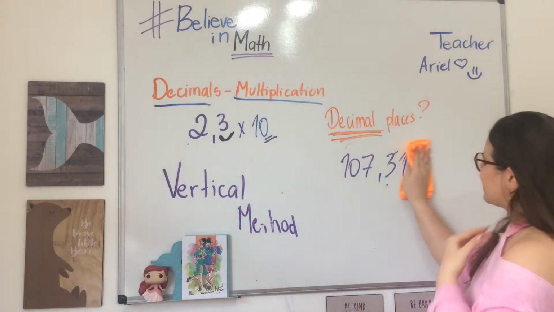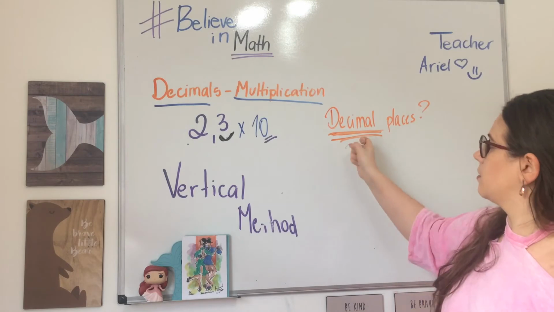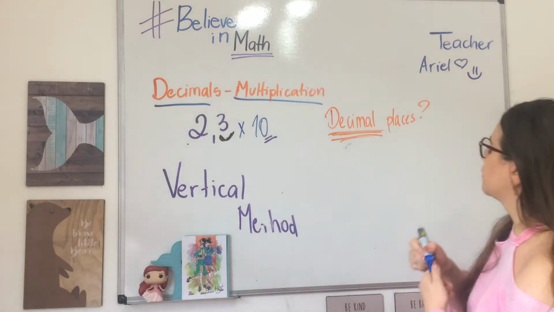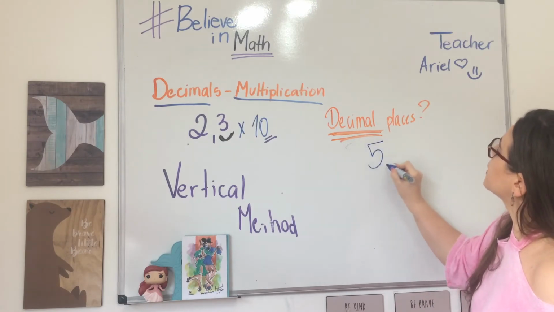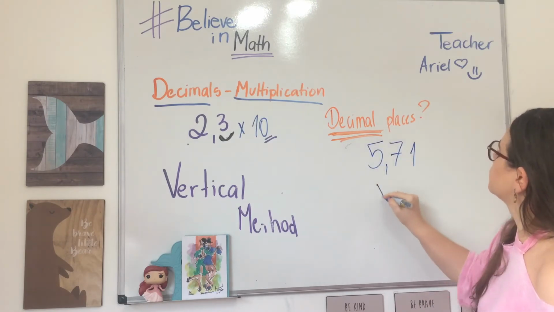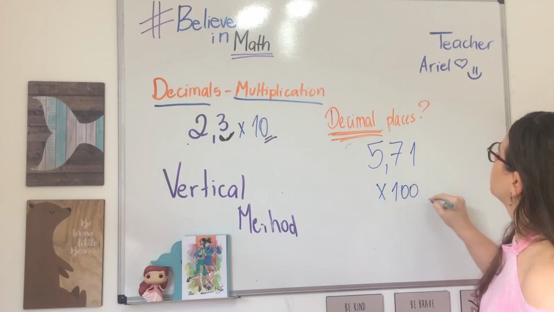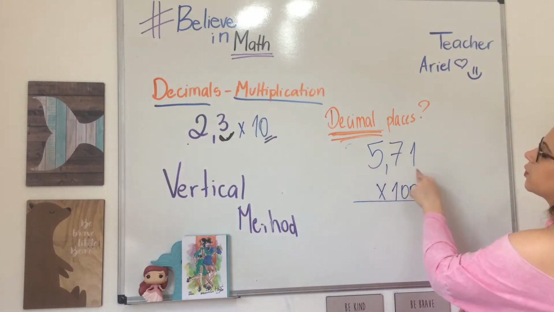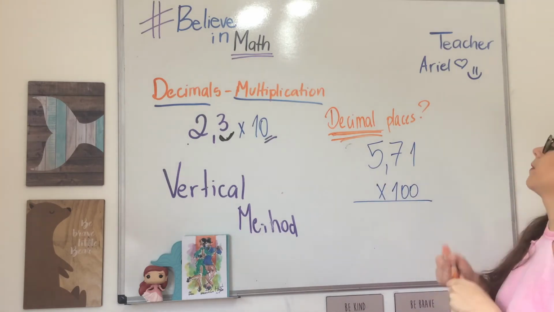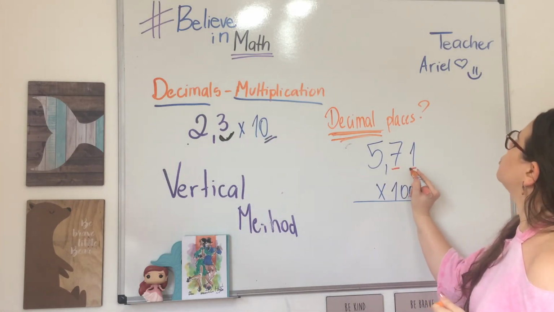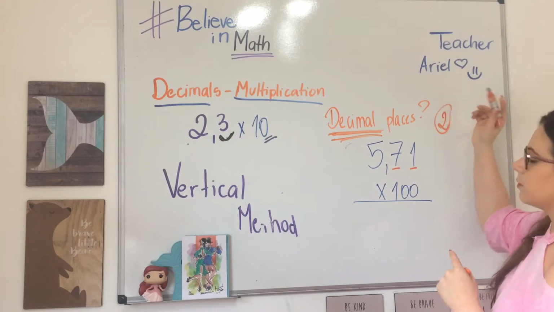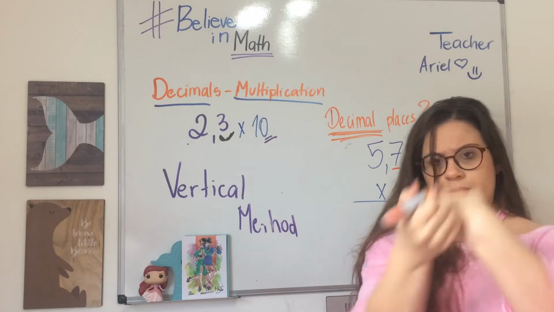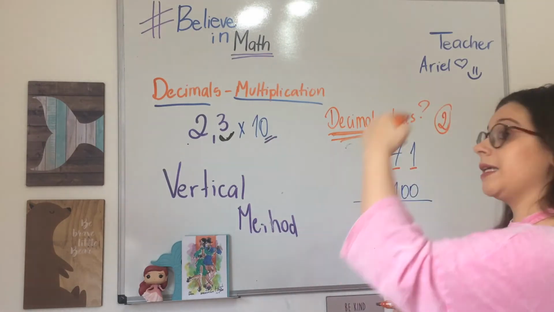Okay? So let's see how these decimal places can help us when we are multiplying. So let's get a new number. How many decimal places do I have in 5 and 7/100ths? I've got 2 of them. 1, 2. So how many decimal places? 2. Keep that in mind. Write on your hand. Write on the notebook. Write on the back of your hand. But keep that in mind.